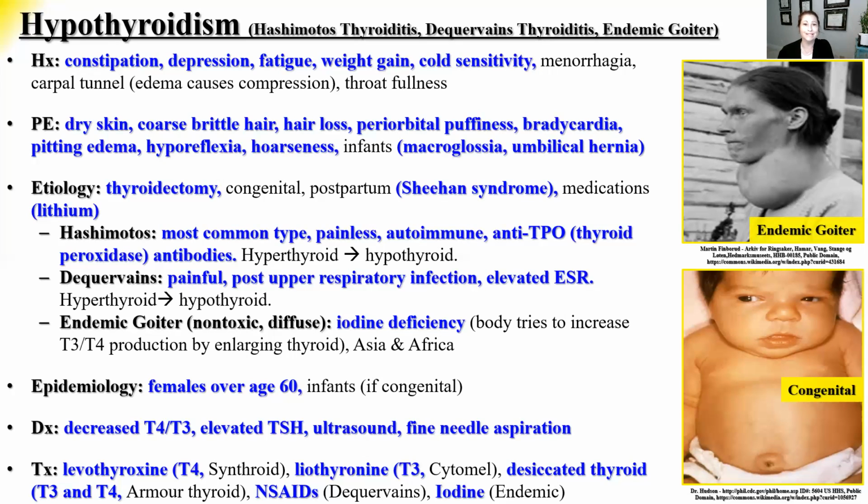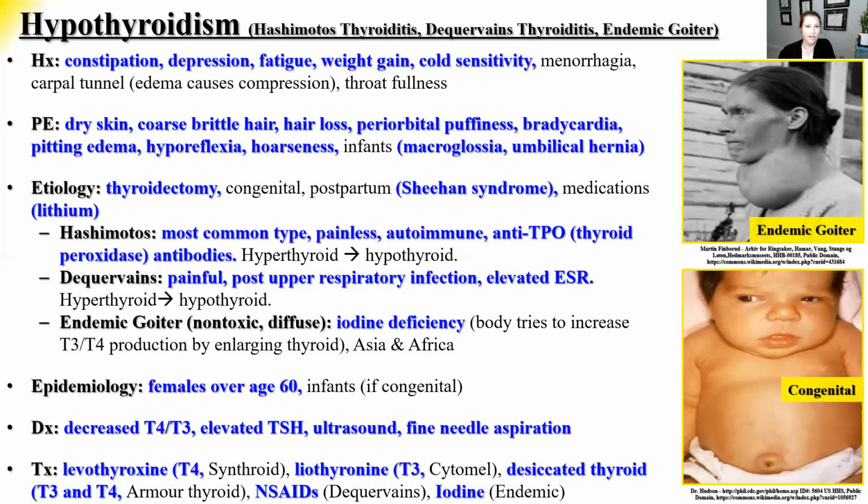Remember also the anti-TPO antibodies if you're looking for Hashimoto's. So we treat this, we can use levothyroxine, which is also called Synthroid, and that's a synthetic form of T4. Cytomel is a synthetic form of T3. And then you can use desiccated thyroid, which is a combination of T3, T4. That's called Armour thyroid if you're looking for the brand name of that.